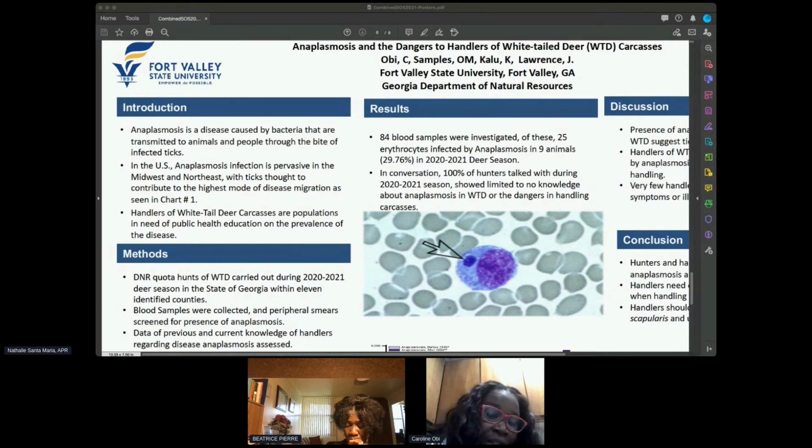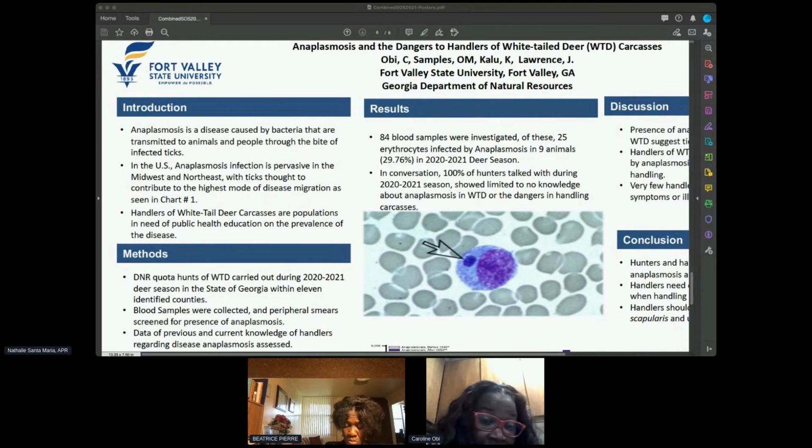And so we're seeing that spread within these regions, even moving on to the south, specifically in Georgia, where this research was conducted. Handlers of wild-tailed deer carcasses are a public health concern because they showed little to no knowledge or awareness of this disease. The research was conducted through quota hunts by the DNR in October to November 2020. These are peak periods for the disease because this is when the ticks mature into their adult phase in their metamorphosis cycle.